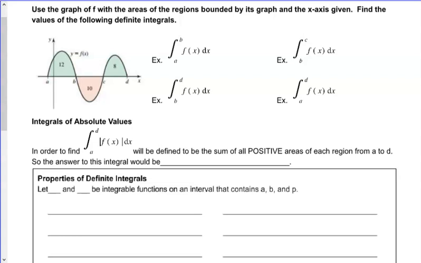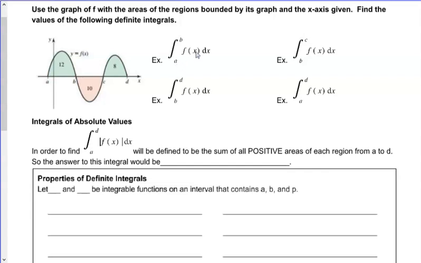Using the graph of f with the areas of the regions bounded by its graph and the x-axis given, find the values of the following definite integrals, okay? So the area of this piece is 12, this is 10, but it's negative because it's underneath the x-axis. This is 8. So we now have to find the definite integral from a to b of f of x dx. This is all f of x.